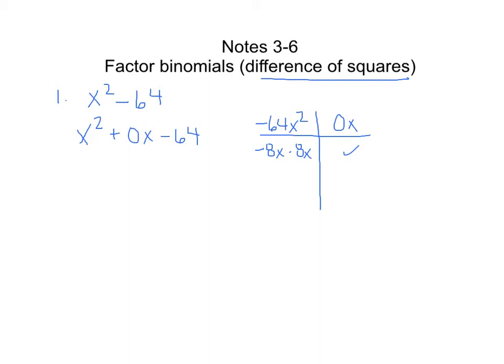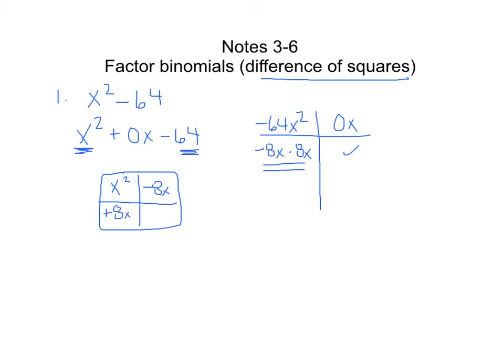So we can make our box. We put our first term, the a term, x squared. Then we put the terms that we got from our t-chart, negative 8x and then plus 8x, and last but not least, our last term goes in here, so minus 64.